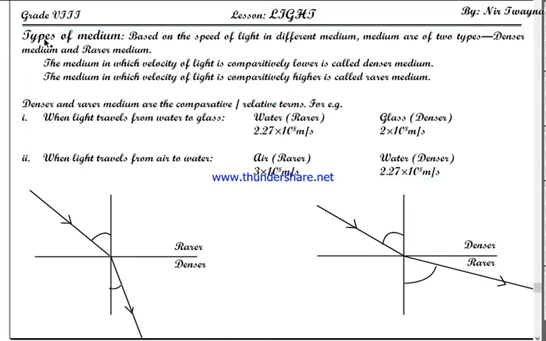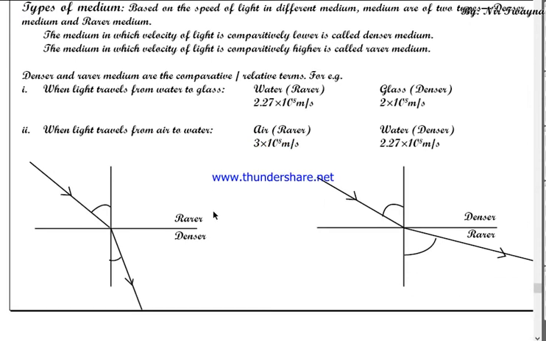Now here look at the note. Types of medium based on the speed of light in different medium are of two types: denser medium and rarer medium. The medium in which velocity of light is comparatively lesser is called denser medium, and the medium in which velocity of light is comparatively higher is called rarer medium. And these are the two examples. Okay, understood? Now this one we have already discussed.